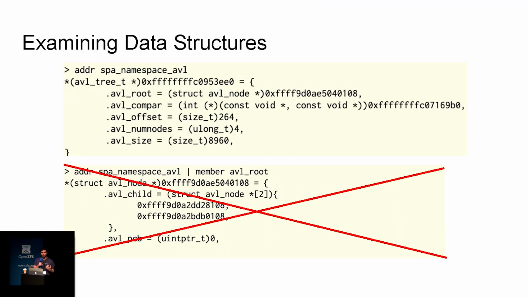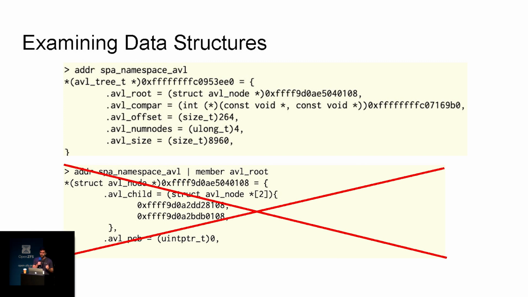But the real power of SDB is examining actual data structures. So in this example, let's say that we want to introspect pool state. Right? All the pools are part of this AVL tree called spa_namespace_avl. And what I have here is basically an SDB command that says, okay, I want you to examine whatever is at the address of spa_namespace_avl. And you can see the fields of the AVL struct.